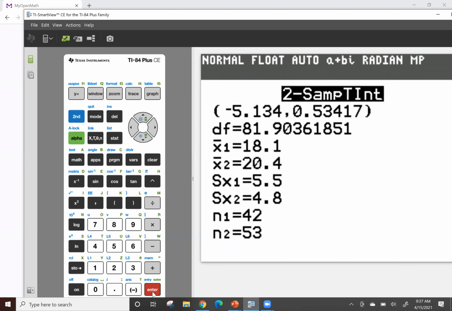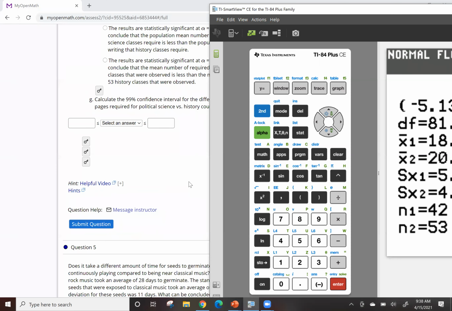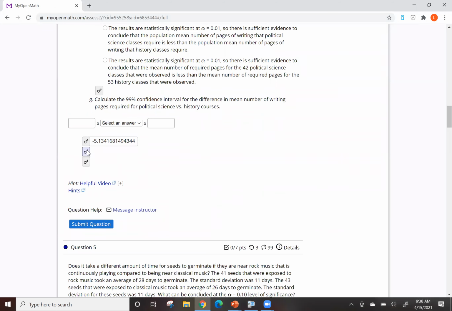And that should give me the interval. Looks weird. I think I got everything in there correctly. Looks kind of odd. Let's go back and see what the answer is. Yep, I got it right though.